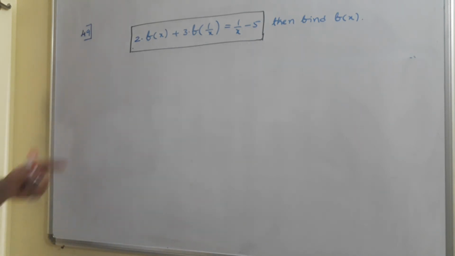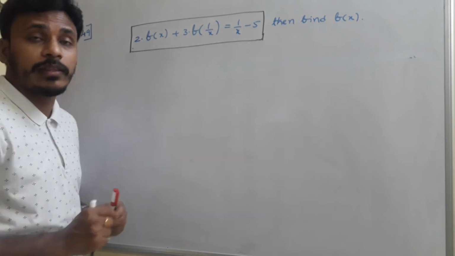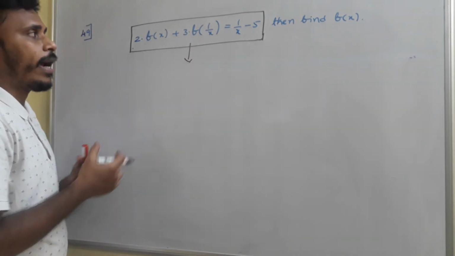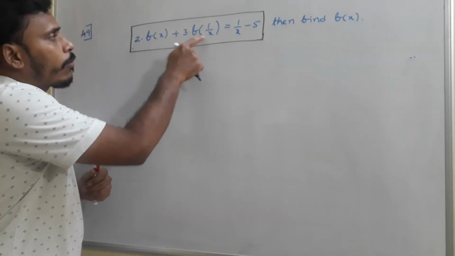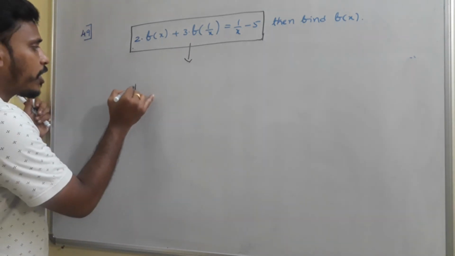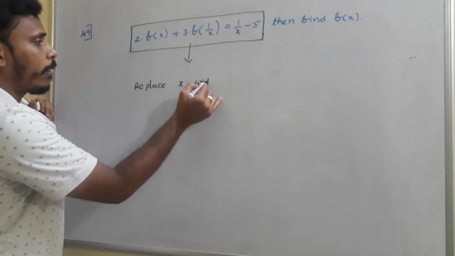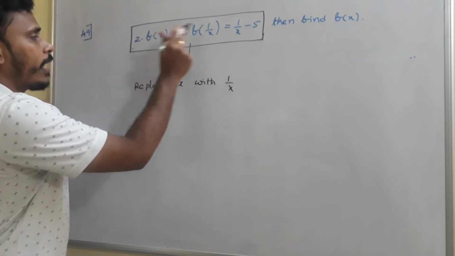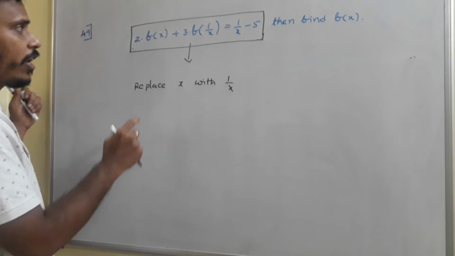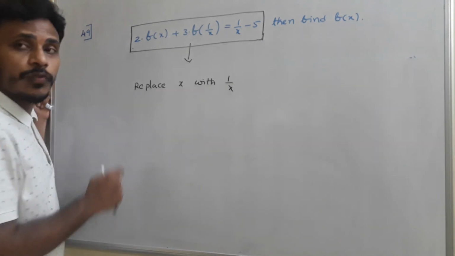2 into f of x plus 3 into f of 1/x is equal to 1/x minus 5. Then find f of x. Just observe the problem. To find f of x, here x and here 1/x is there. What I do is, I just replace x with 1/x. Why? Because here x and 1/x are there and I need to find f of x. So I am trying to make another relation which connects f of x and f of 1/x. So you just replace x with 1/x.